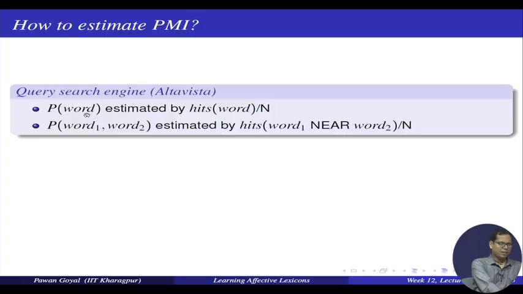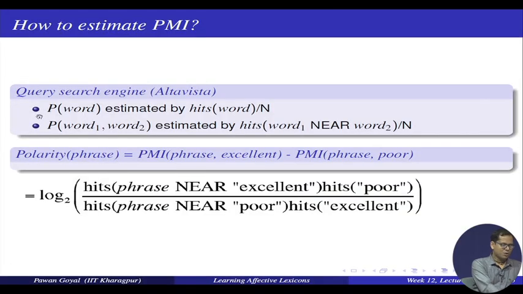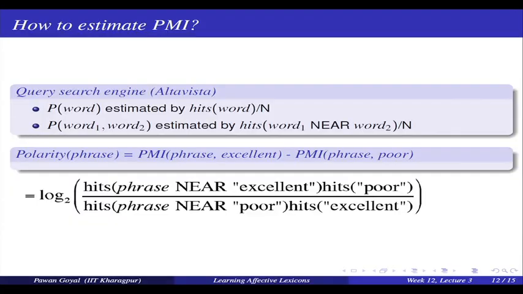So you give it a query and find out how many hits the search engine gives you. To estimate the probability of the word, I see how many hits the word gets from the engine and divide by N. For the probability of word 1 and word 2, again I see how many hits word 1 near word 2, some query like that, gets from the engine, divide by N. Once I have these two measures, I can easily compute the PMI score. So what is the polarity of the phrase? That is the PMI of the phrase with excellent minus the PMI of the phrase with poor, and that will give you this particular expression.